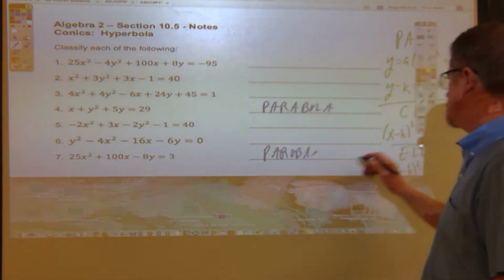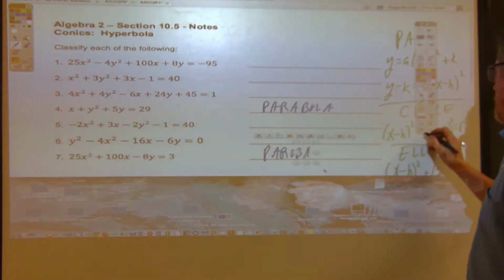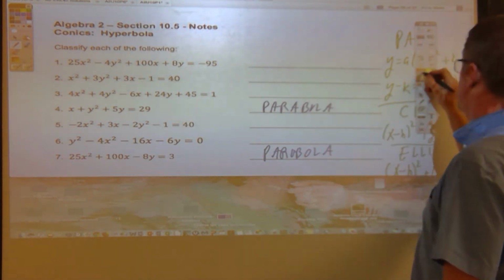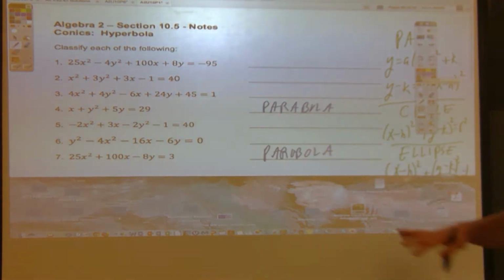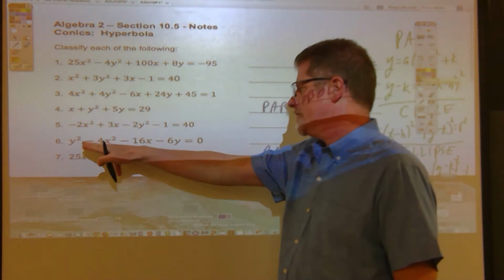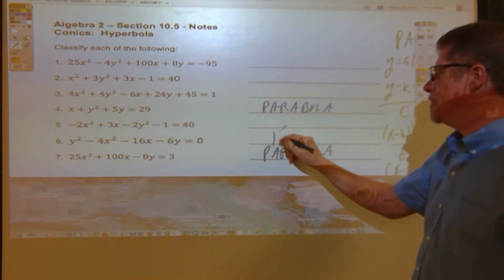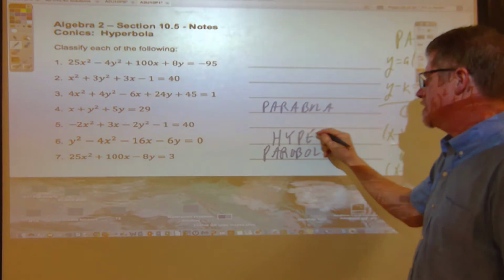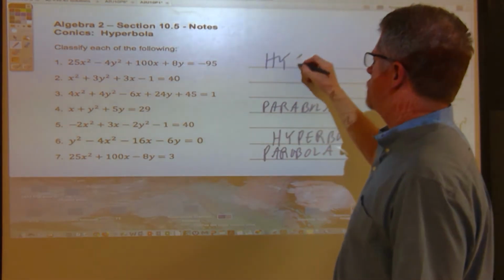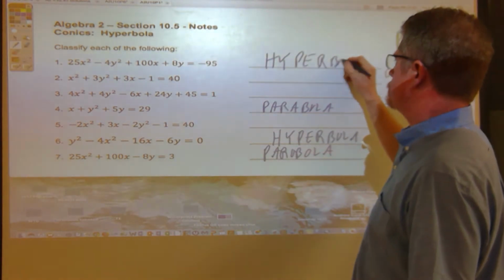How about any lines? No terms of degree 2, only degree 1. I don't see any of those. Next, let's go for the hyperbolas, positive x squared, negative x squared. So 6 is a hyperbola. Are there any other hyperbolas? Okay, so we have a hyperbola on number 1 also.